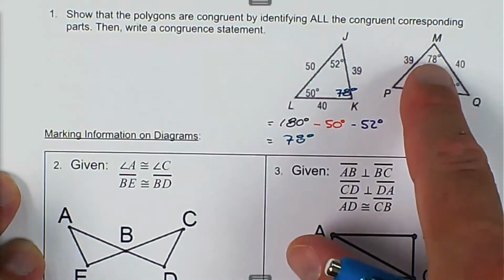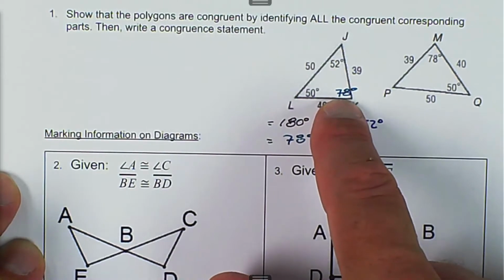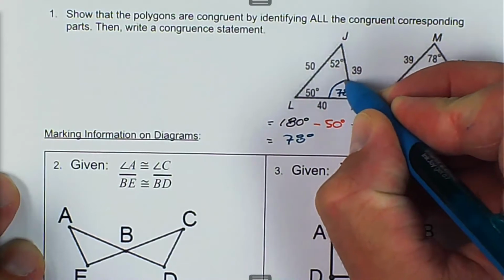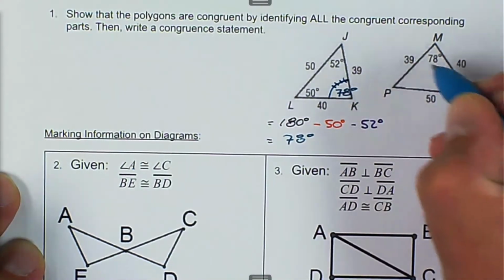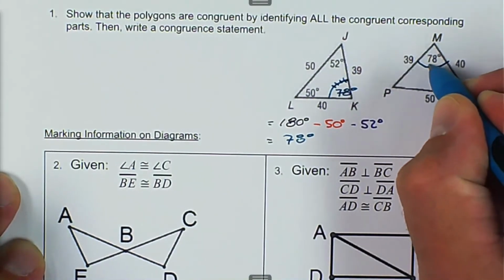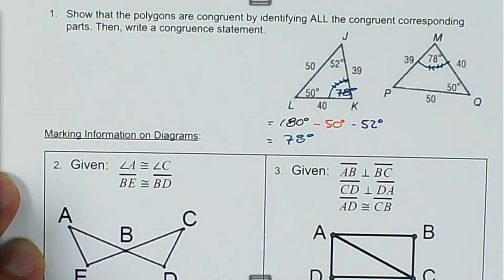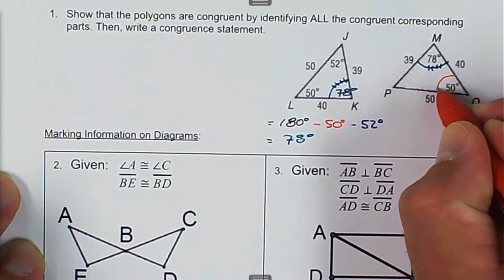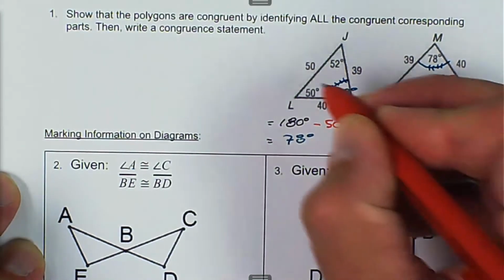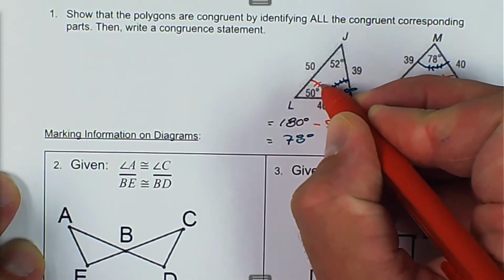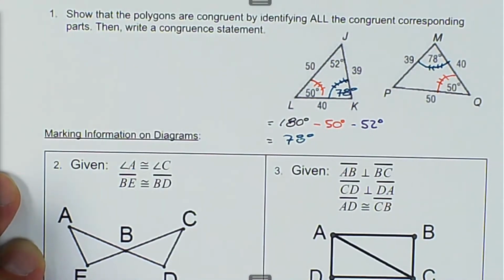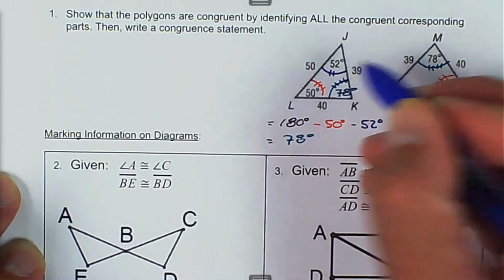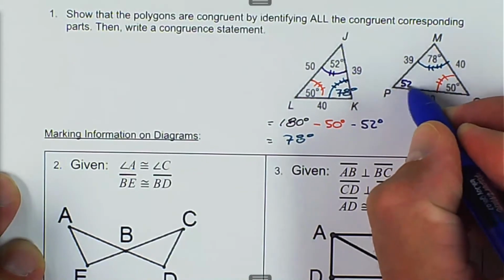Now, if we notice, we have 50 and 78, 50 and 78, so that means that last angle is going to be 52. So we can mark this triangle. So 78, with 1, 2, 3, 4 marks, is congruent to 78 with 1, 2, 3, 4 marks. And then we have 50, with 1, 2, 3 marks, congruent to 50 with 1, 2, 3 marks. And then we have 52, which you can mark with 2, congruent to 52.